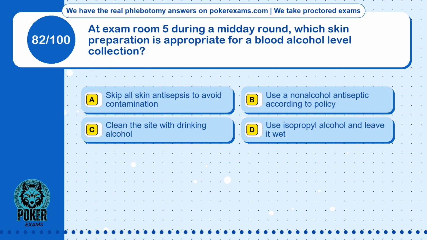Question 82. At exam room 5 during a midday round, which skin preparation is appropriate for a blood alcohol level collection? Option A. Skip all skin antisepsis to avoid contamination. Option B. Use a non-alcohol antiseptic according to policy. Option C. Clean the site with drinking alcohol. Option D. Use isopropyl alcohol and leave it wet.